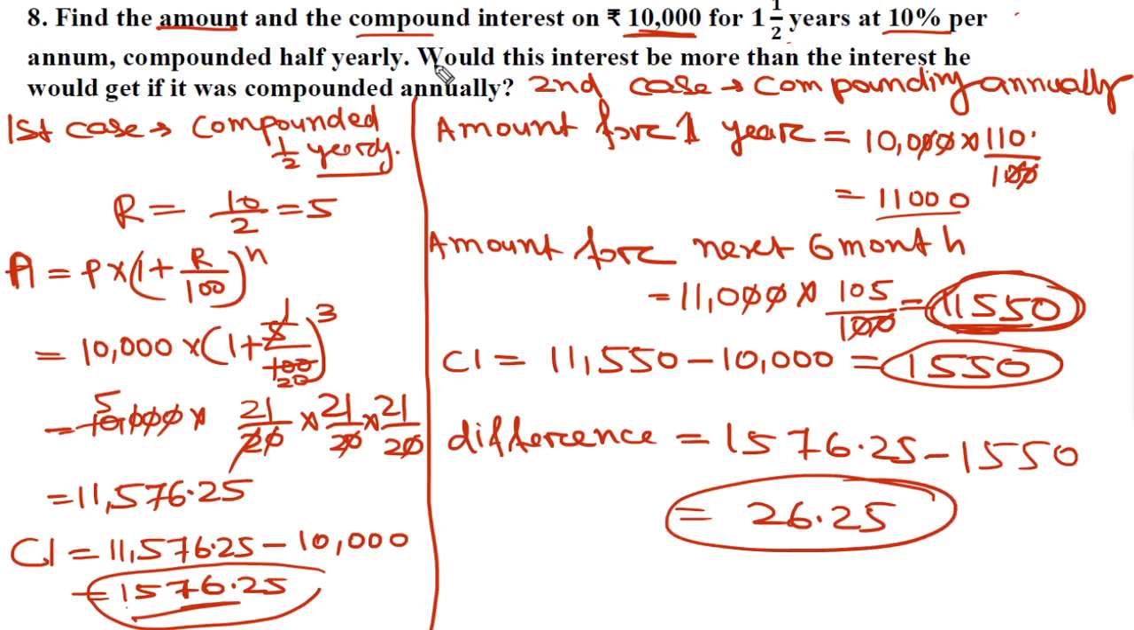So the answer for this, would this interest be more than the interest he would get if it was compounded annually? Now you can see compounding annually, the interest is 1550. When it was compounded half yearly, it was 1576. So you can say no, he would not have got more interest if the principal had been compounded annually. So in case of half yearly, he is getting more interest. So now we will move to the next question.